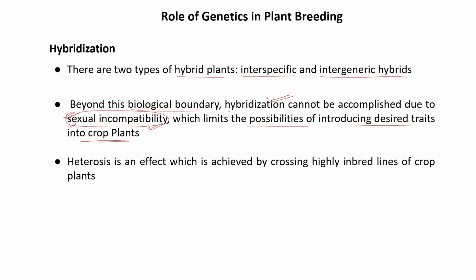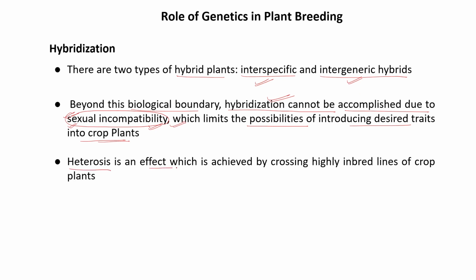So beyond this biological boundary, hybridization cannot be accomplished due to sexual incompatibility. But this is not for all the species. So we can have interspecific and intergeneric hybrids depending upon how the plants allow the pollination and finally the fertilization.